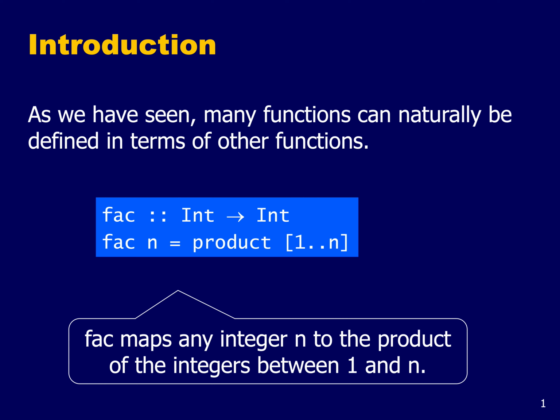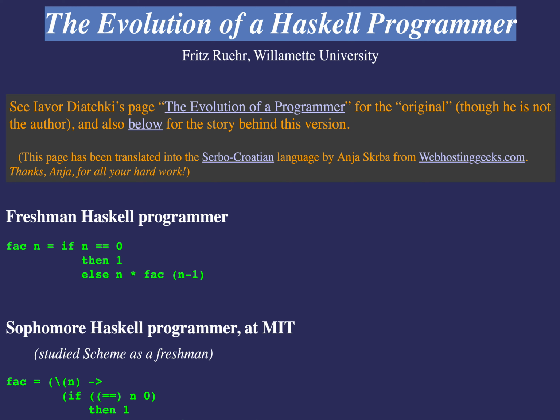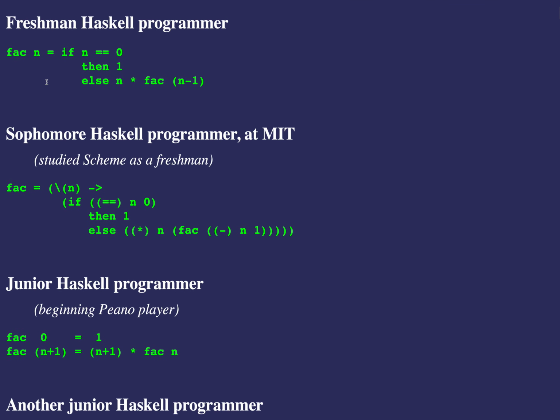factorial function. And actually what I'd like to show you quickly is a blog post which talks briefly about this. So this is the blog post which I wanted to show you. It's called The Evolution of a Haskell Programmer, and it's by a friend of mine, Fritz Ruhr from Willamette University in the United States. And what Fritz is doing in this post is he's showing you a whole range of different ways of increasing complexity that you could implement the factorial function in a language like Haskell.